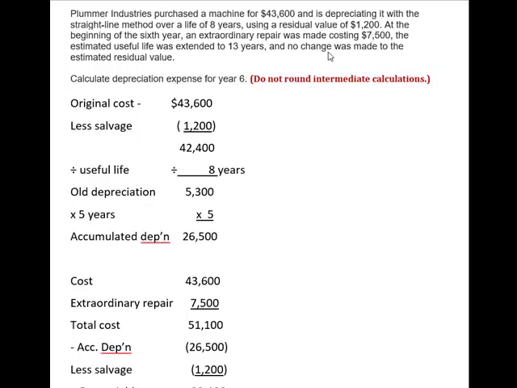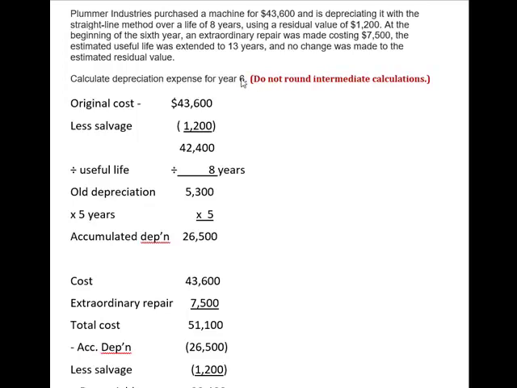So before we get into any changes, we need to figure out how much the old depreciation expense was and also figure out how much has been recorded so far. So down here, I'm figuring out the old amount of depreciation expense. I took the cost minus the salvage value to get this figure. Then I divided by the estimated useful life, and that's the old estimate of useful life, 8 years. Here was the old annual depreciation expense.